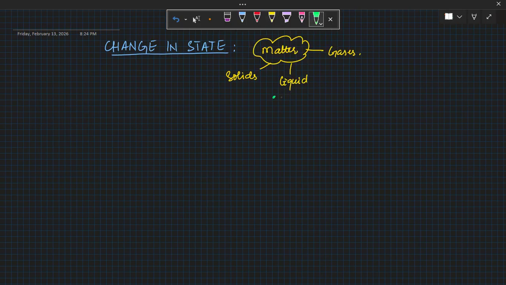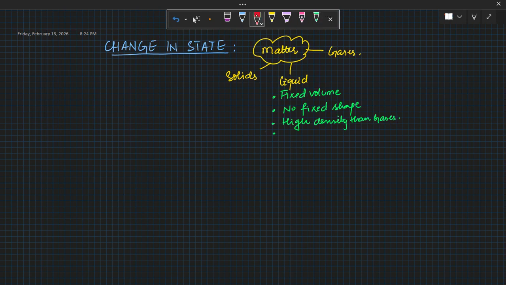So what about the liquid? Sorry, it has a fixed volume and no fixed shape. And the third thing is that compared to the density of gas, liquid has a high density, higher than gases. And we should know that liquid cannot be compressed, so it is incompressible.